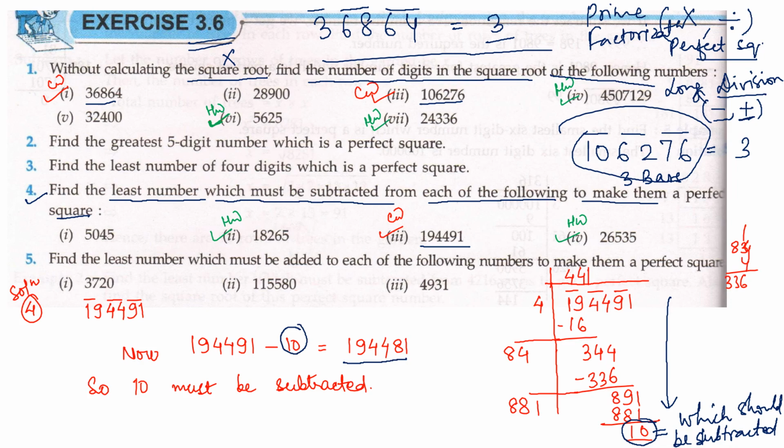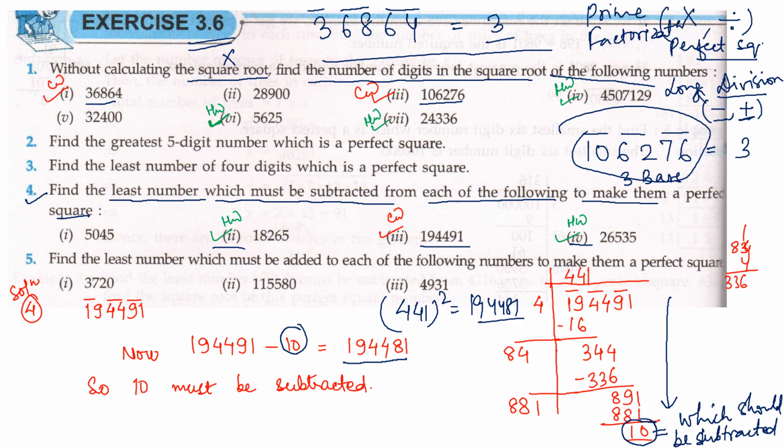And you can check also. The square of 441 will be 194481. Clear? Same way you can do for others. So second and third is your homework. You just prime factorize. After doing 2 or 3 steps, you will see that one of the numbers is left alone. If that number is subtracted, then you are going to get it.